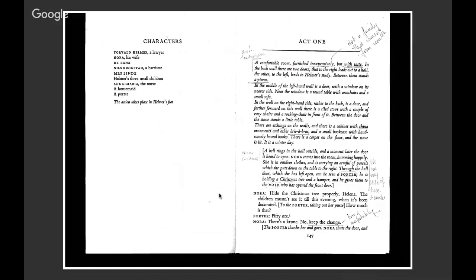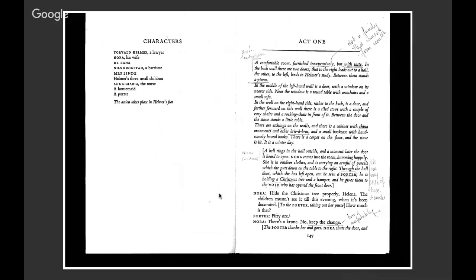A lot of discussion at the time about the separate spheres of men and women, particularly with regards to home life versus work. Helmer's study, one of the doors to the left, is a place that we as an audience member cannot access. We cannot go in there. And so right from the word go, you're starting to experience some of this claustrophobia that Nora herself is experiencing.